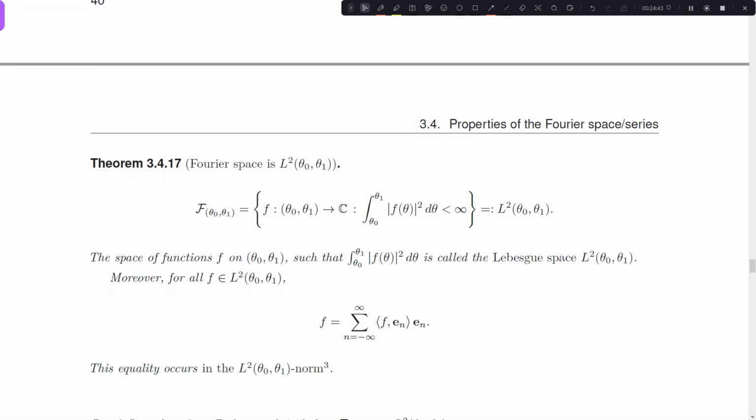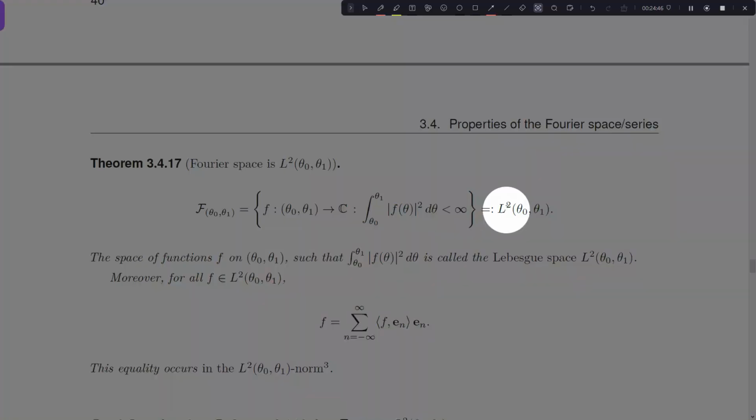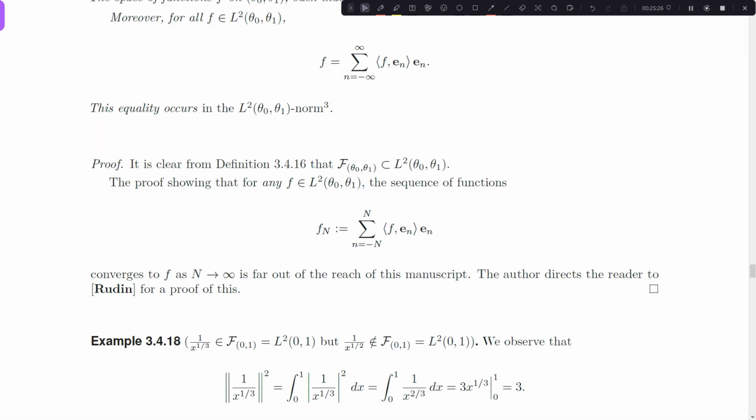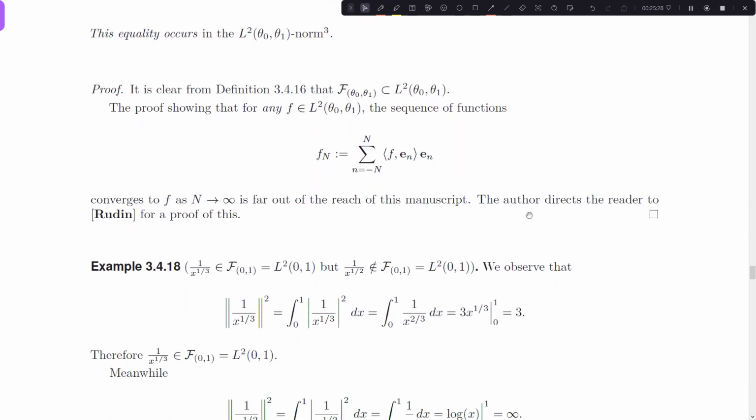And moreover, we can represent any function. Suppose for some strange reason I knew that my function, when I squared it and took the integral, was a finite number. I can actually choose to represent that function as a Fourier space function by computing the inner product of the function against the Fourier basis and then reconstructing it with the Fourier series. Okay, we're going to skip the proof for that one. We're going to move on to this example.